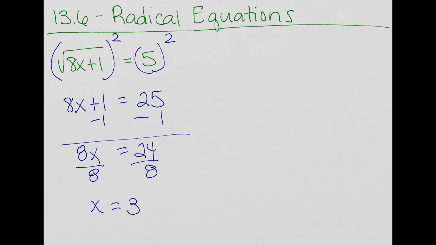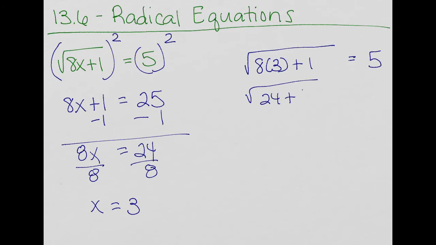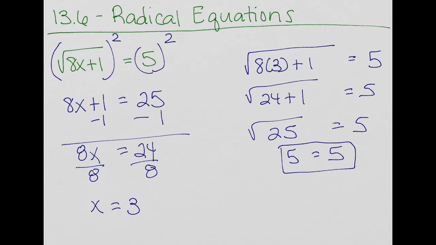Now, anytime you have a square root, you have to check it to make sure that you don't have an extraneous solution. So we're going to do the check and plug it into the original equation. So square root of 8 times 3 plus 1 equals 5. 24 plus 1. Square root of 24 plus 1 is the square root of 25. The square root of 25 is 5. So yes, this is a solution. So the solution is x equals 3.